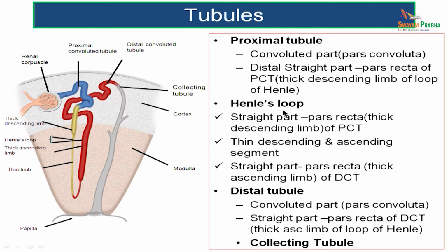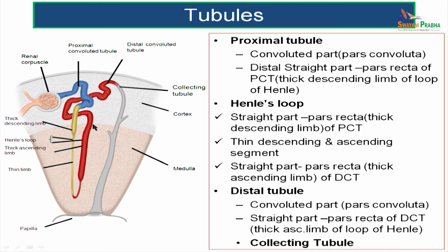The loop of Henle has four parts. One is the pars recta of PCT, which is the thick descending limb. Then you have a thin descending limb. Then you have a thin ascending limb. These are seen in the medulla. Then you have a straight part or pars recta of the distal convoluted tubule, which is nothing but the thick ascending limb of loop of Henle.